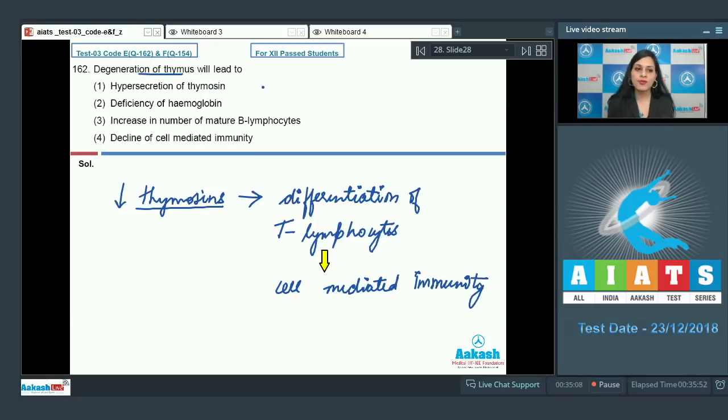So, degeneration of thymus will lead to what? Hypersecretion of thymosin is an incorrect option. This will lead to hyposecretion of thymosin. Next option is deficiency of hemoglobin. This is an incorrect option. It has no role to play in the formation of hemoglobin.